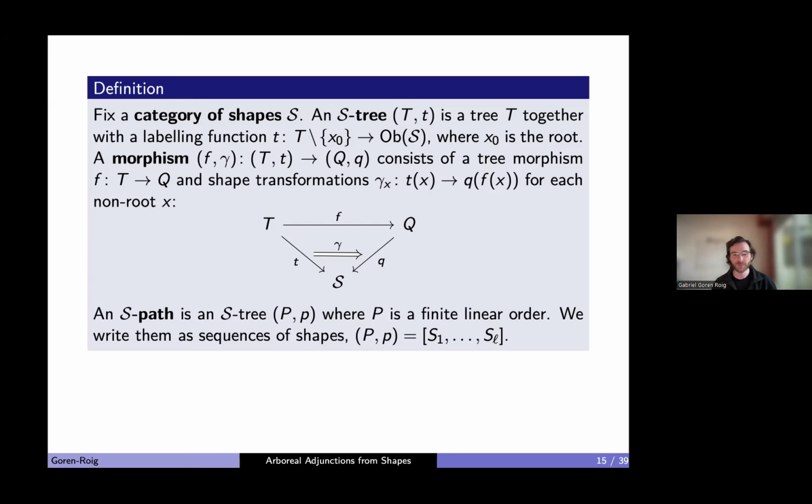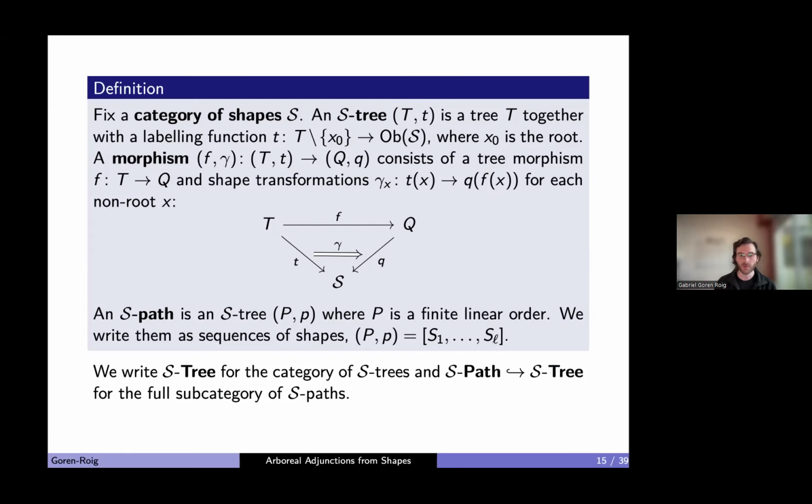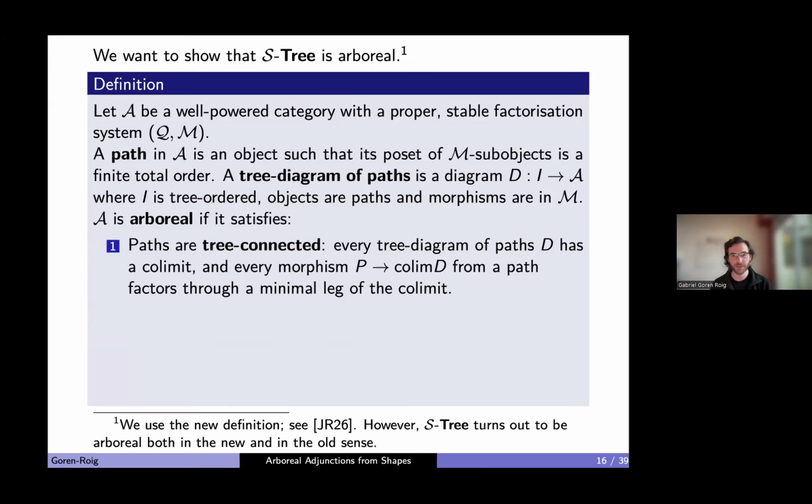And then there's a special kind of tree, which is the paths. So the S paths will be the S trees whose underlying tree is just a chain, so a finite linear order. And that is nice because we can, for instance, write them as just a sequence of shapes, because the tree is basically just a sequence. We write S tree for this category, and S path will refer to the full subcategory of these S paths. So this is the definition. Hopefully it makes sense. And the thing we want to show is that this is arboreal.